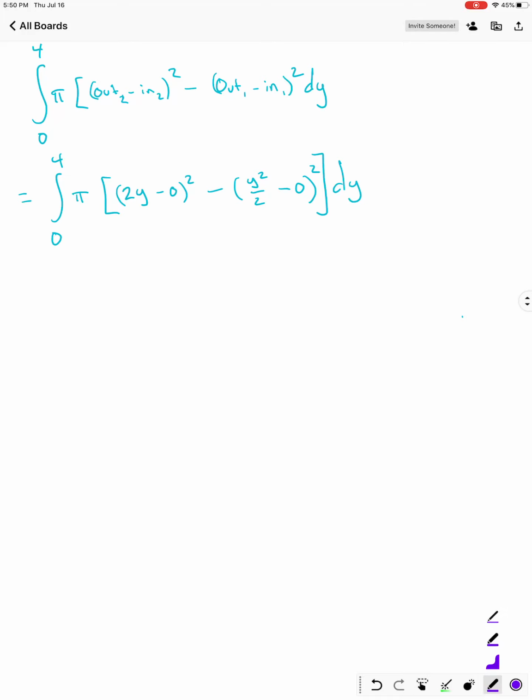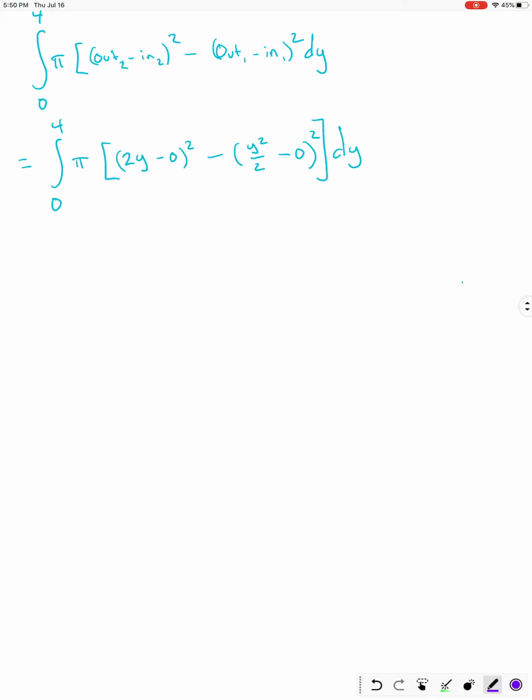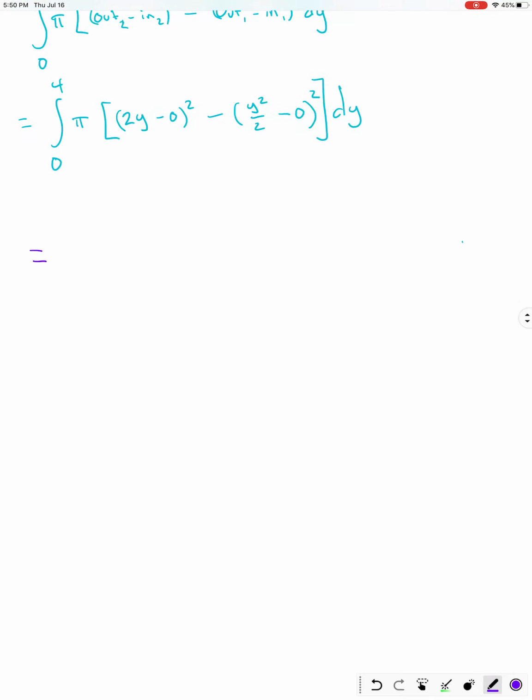Okay, let's continue this problem by actually evaluating the integral. I'm going to simplify the line above by figuring out what this would be first and then this would be, and just rewriting things after they've been simplified. So the integral from 0 to 4 times pi, that's just recopying the first two things.